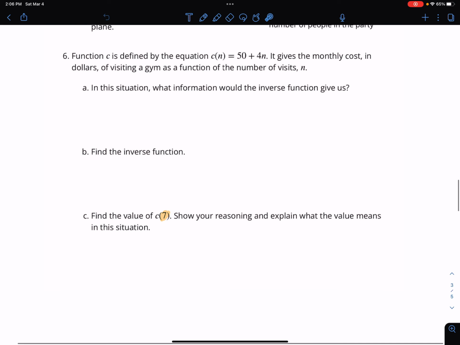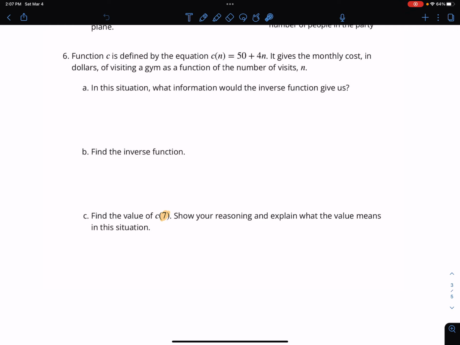So let's see here. In this situation, what information would the inverse function give us? Notice how it says give us. What would this inverse give us? Well, here I see the word gives. Look for the word gives. When your function says something equal to something, here's the y. This is the output. We plug in our input n. This is our independent variable. That's what goes on the horizontal axis of our graph. We plug in n, the number of visits. And what do we get out? Our output is on the vertical axis of the graph. That's going to be our cost.